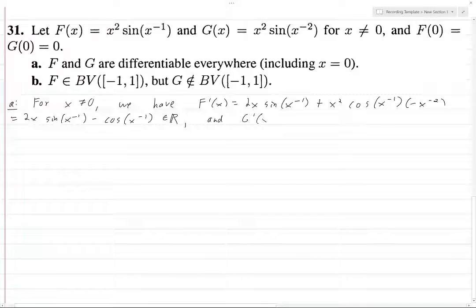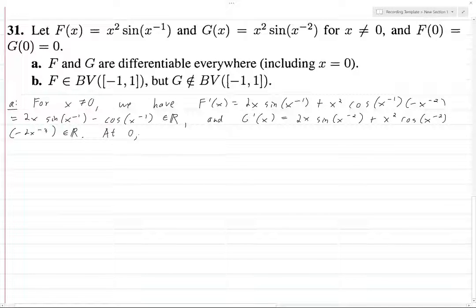And what about g? For g prime of x, we do the same type of thing: 2x sine of x to the minus 2, plus x squared times cosine of x to the minus 2, times minus 2x to the minus 3. We'll just leave it here, and we're just going to say this is in R.